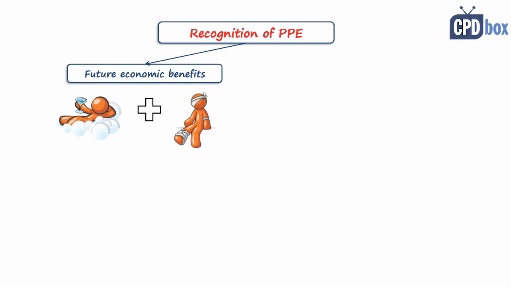Here, I'd like to address the very common issue of control. An asset is a resource controlled by the entity. So if you do not control it, you cannot recognize it.